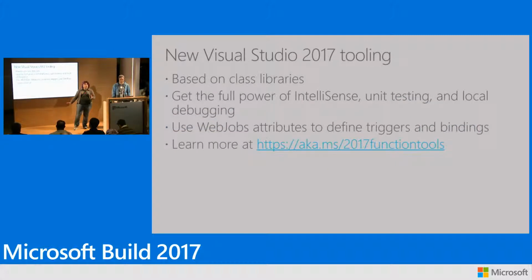And one of the other starring members of this play will be our new Visual Studio 2017 tooling, which we're super excited about. It's based on class libraries, which I know many of you are really looking forward to. So you get the full power of everything you're used to with Visual Studio. You get IntelliSense, you get unit testing, you get debugging. Everything just works. And even more, you don't have to use a separate metadata file, function.json, to define your bindings and triggers. We generate it for you. You use WebJobs attributes in your code, and that generates a separate metadata file. You'll see that in the demo in a minute. And you can learn more about it at this blog post and download the tools.